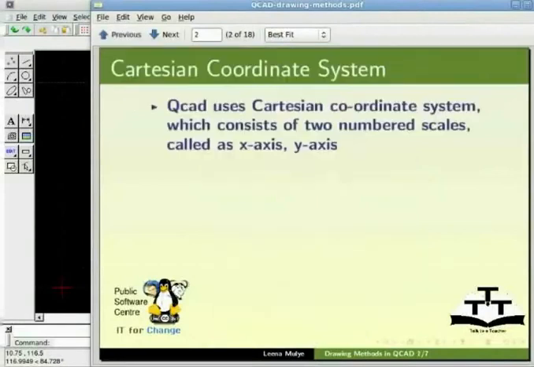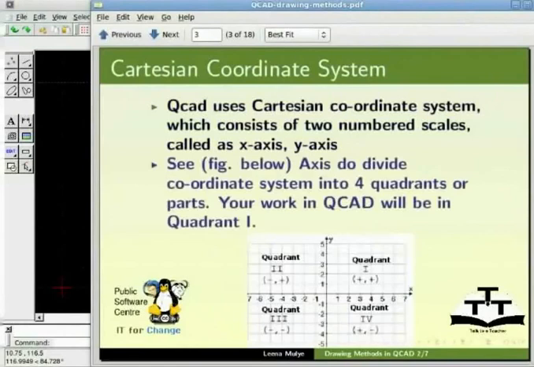QCAD uses the Cartesian coordinate system, which consists of two numbered scales called the x-axis and y-axis. These are perpendicular to each other and divide the coordinate system into four quadrants. Your work in QCAD will mostly be in quadrant 1. The point where these axes meet is called absolute 0, 0 or the origin point.